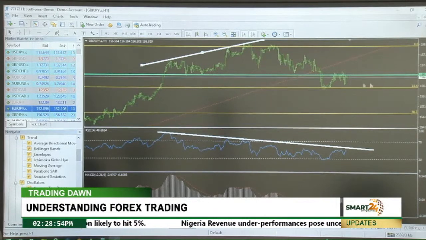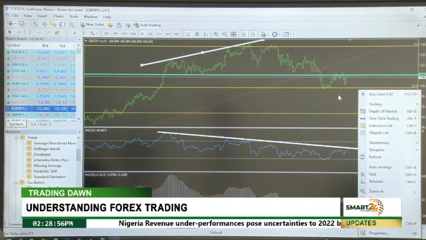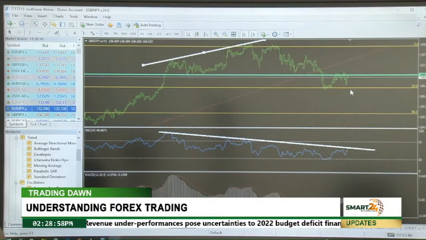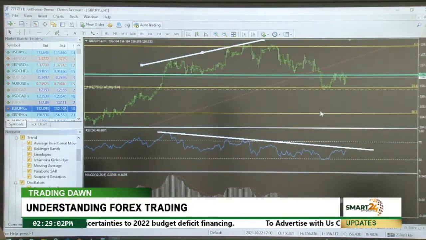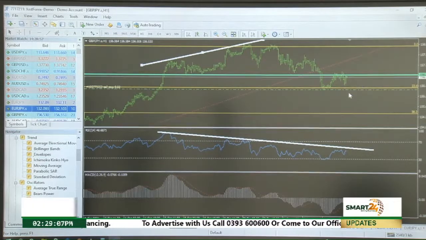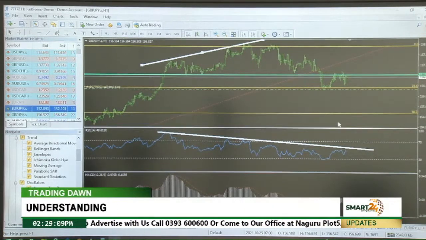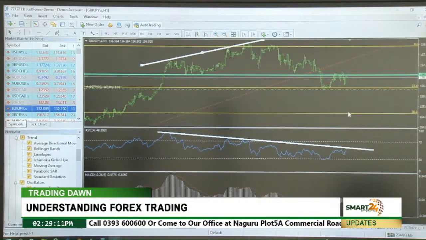But anyway, you can just right click there, go to trading and put a sell stop. Yeah, that is much better. So this is also bearish. MACD is well below the zero, and we have every setup there.